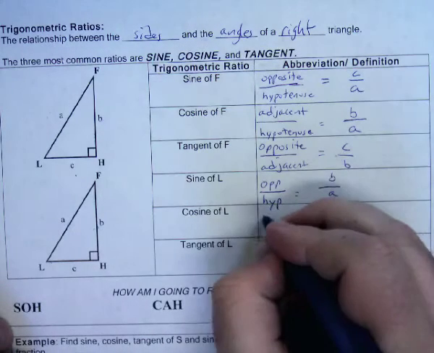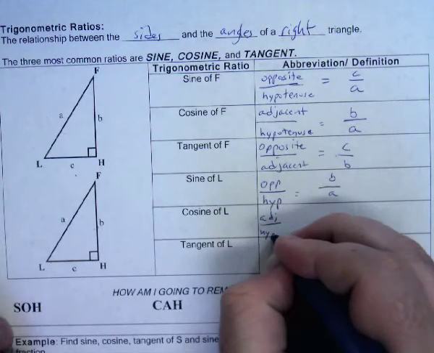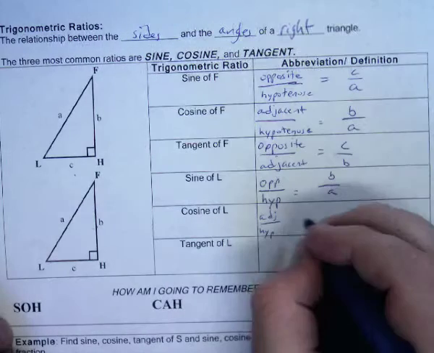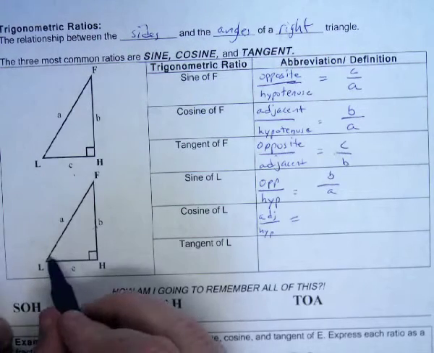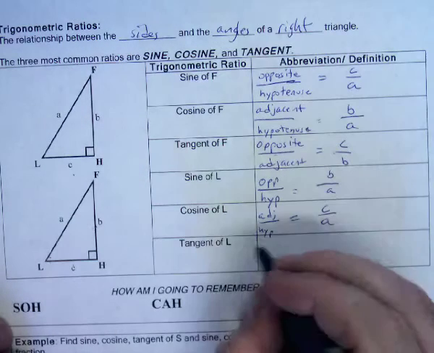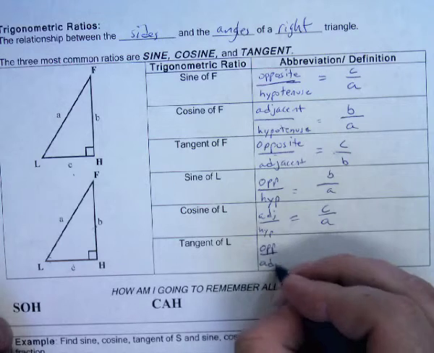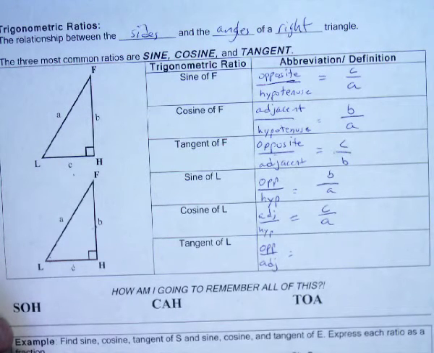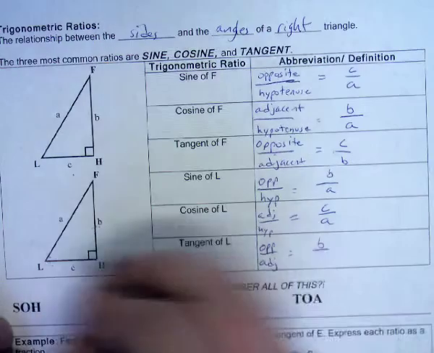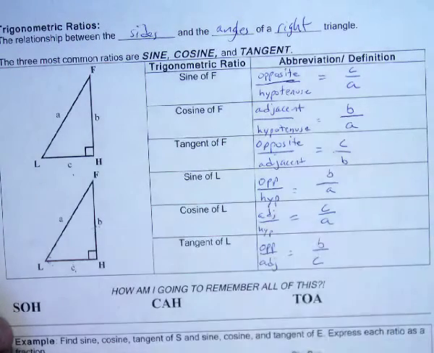For cosine of L, we're going to go adjacent over hypotenuse. And note that I have just done ADJ for adjacent. And the adjacent is different. Here, the adjacent of L is going to be C. So I'm going to go C over A. And then tangent is opposite over adjacent. Notice how I abbreviated those. And that's going to be opposite is B, adjacent is C. Just like that.